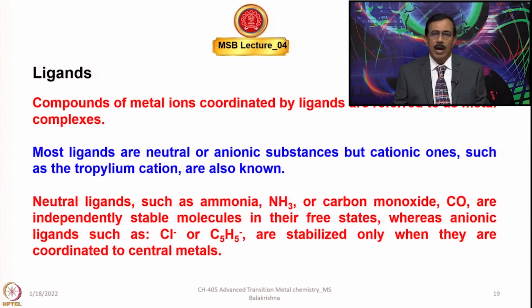They can be ions or atoms or a group or a molecule, but cationic ones are also known, for example nitrosyl cation or tropylium cation. Neutral ligands such as ammonia and carbon monoxide are independently stable molecules in their free states, whereas anionic ligands such as chloride or cyclopentadienide are stabilized only when they are coordinated to central metals.